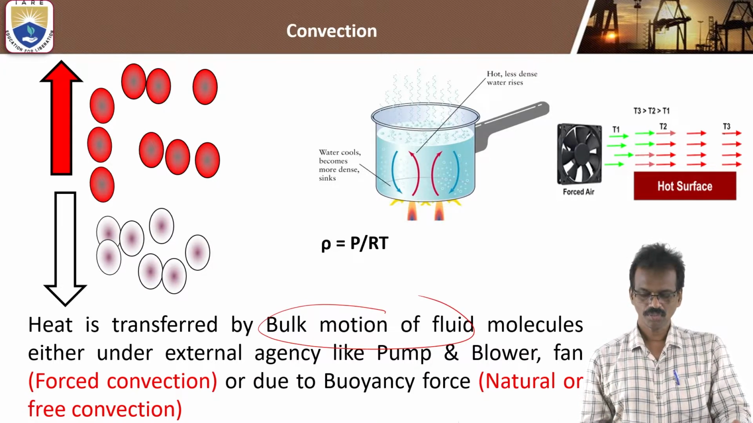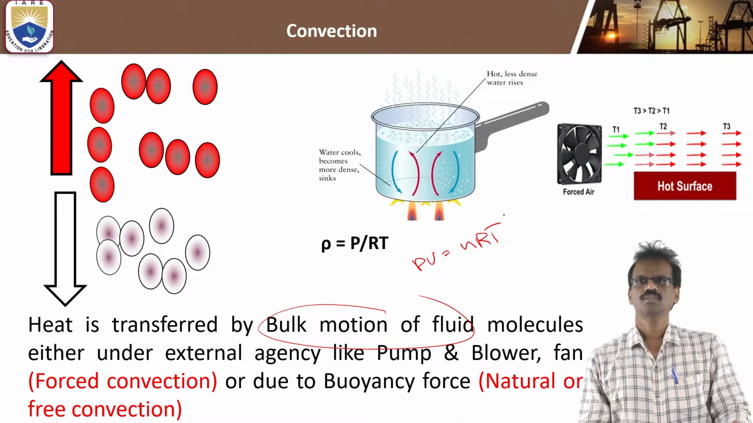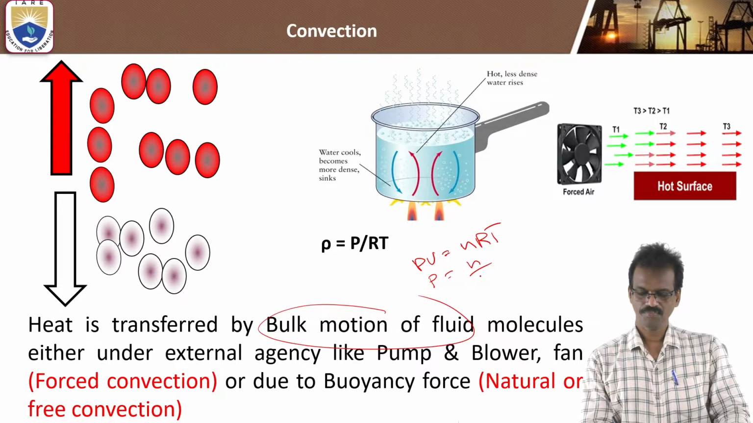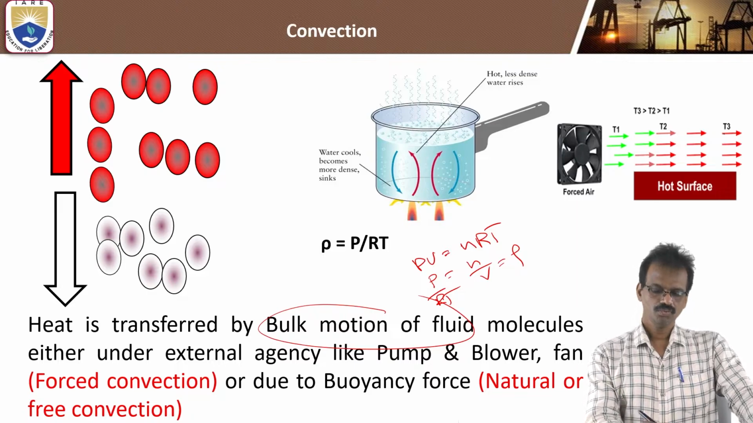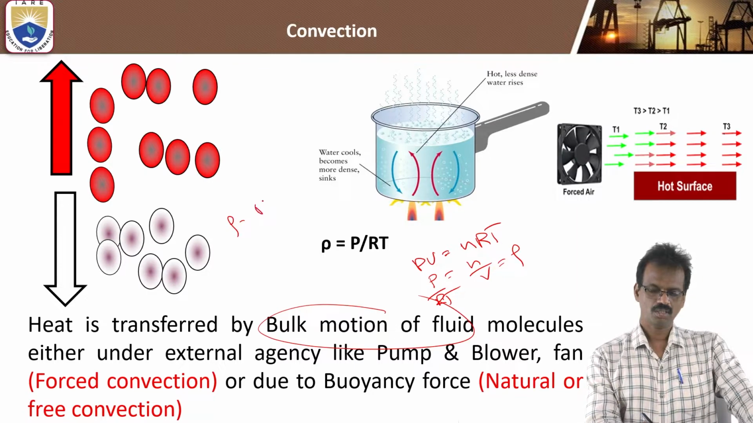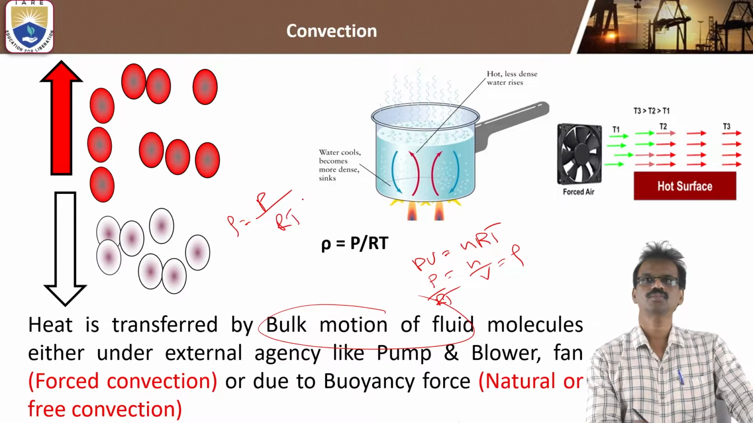You know the formula PV equals nRT. So P equals n by V times RT. Here n by V is nothing but density. So density equals pressure P by RT. This is the formula.